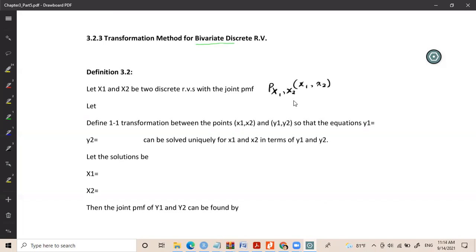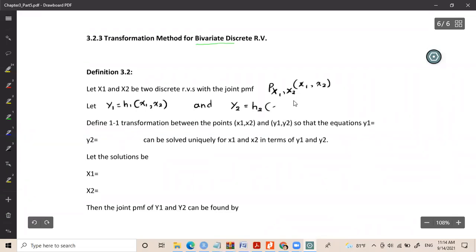And let's say we are going to define Y1, which is the function H1, a function of both X1 and X2. And we are going to define the second function. Now this is the bivariate case, so you have two. Y2 is an H2 function, again a function of X1 and X2. So H1 and H2 are two different functions, maybe the same, but anyway, they are functions of both X1 and X2, bivariate. Okay. And we are going to define a one-to-one transformation between the points X1, X2 and Y1, Y2.